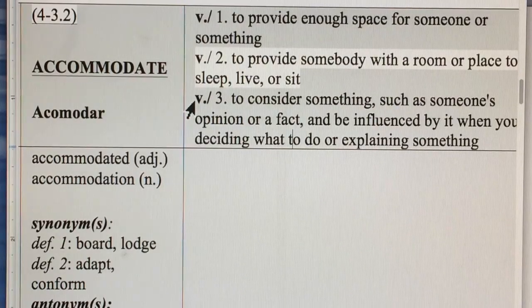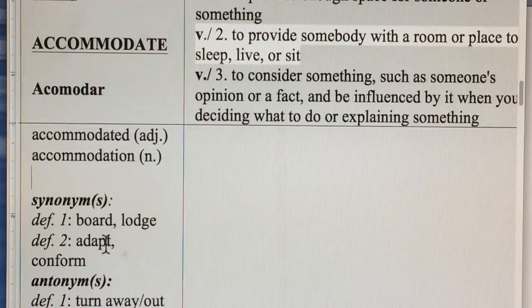So, for example, if a student has poor eyesight, then Mr. X will accommodate the student, or you can say Mr. X will give an accommodation to the student by giving them a front row seat. Okay?